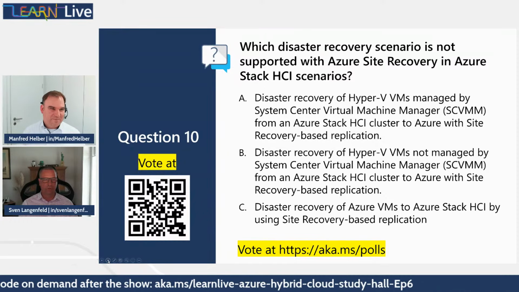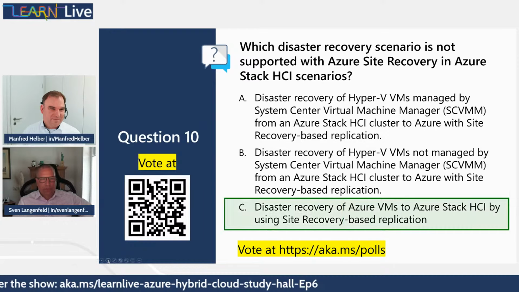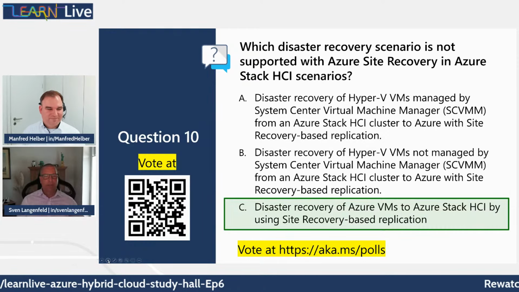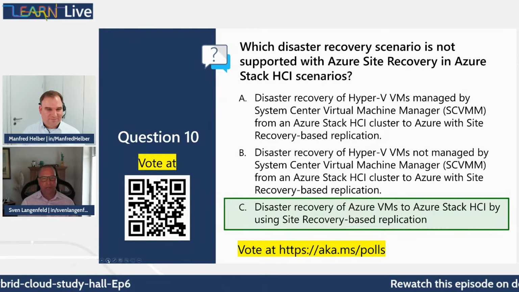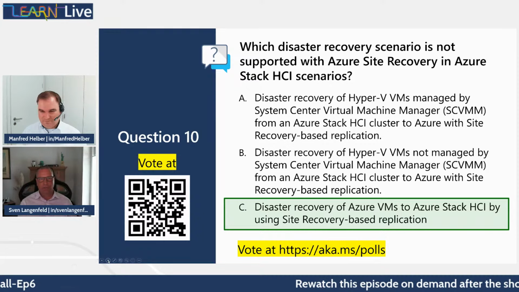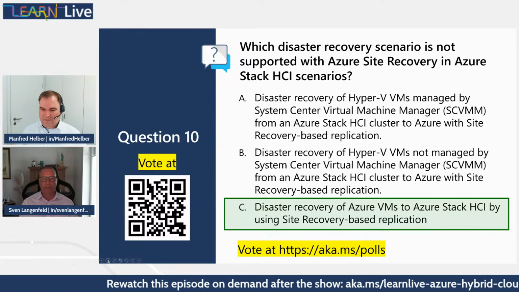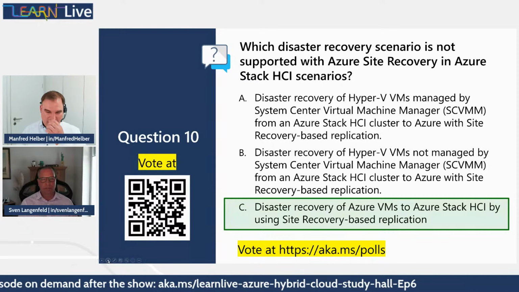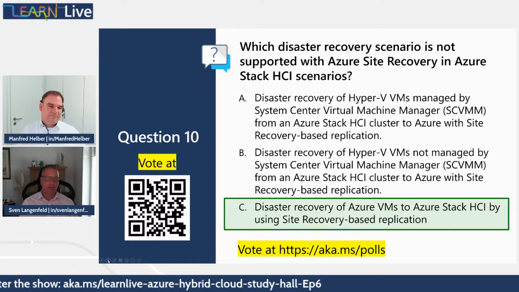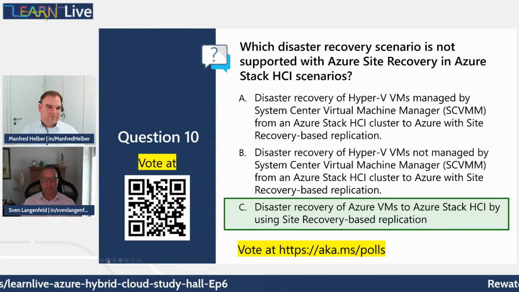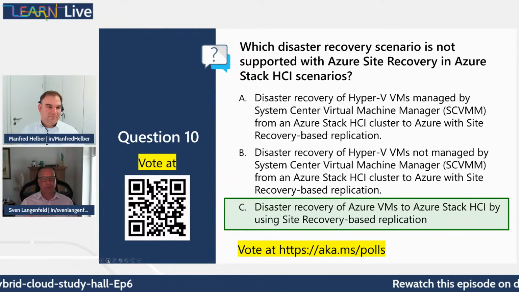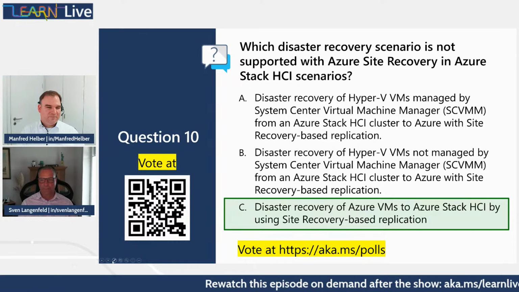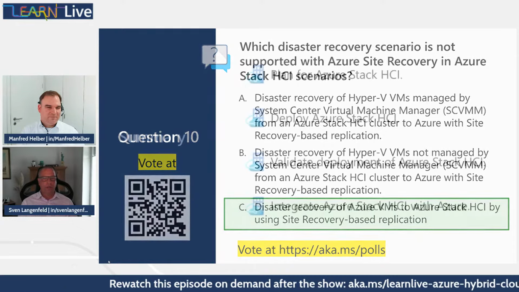Okay, perfect. So the correct answer is C. This is not supported. Of course, you can do disaster recovery with or without System Center Virtual Machine Manager. This doesn't make a difference, but what's not possible is to use Site Recovery based replication from Azure to Azure Stack HCI.